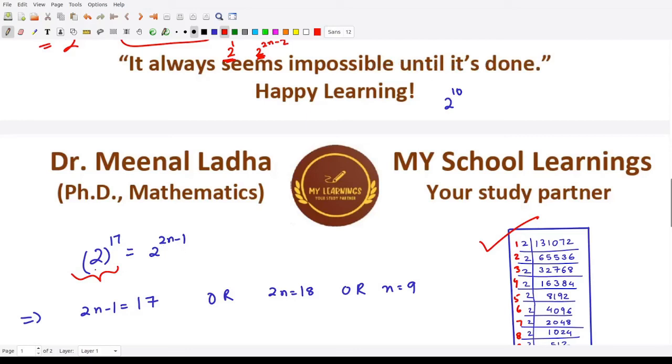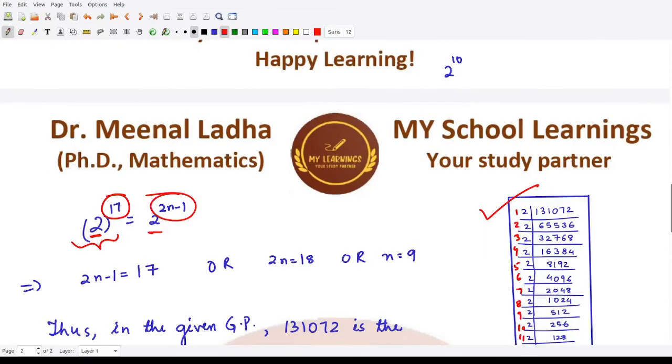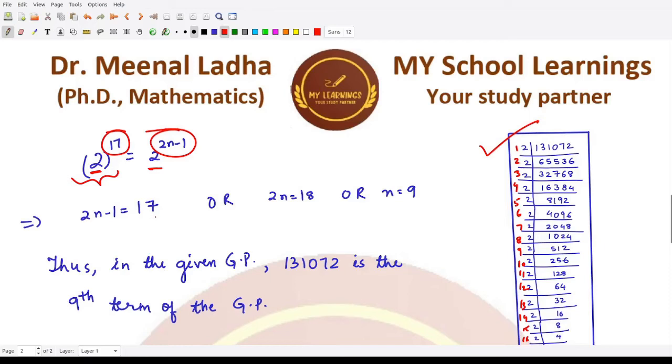So now you see on both the sides of the equation we have the same base. So that means this power and this power would be the same, so that you have 2n minus 1 is equal to 17. So from this equation you can very easily calculate the value of n, which comes out to be equal to 9. Hence for the given AP, this term is actually your 9th term, correct? So I hope you understood this question.